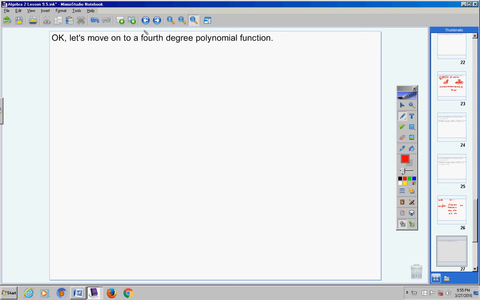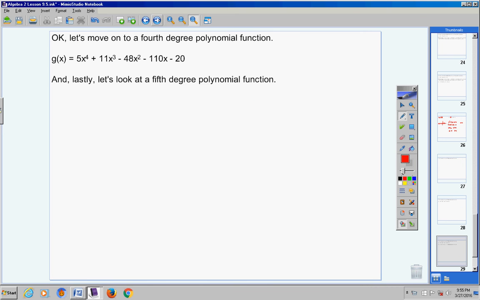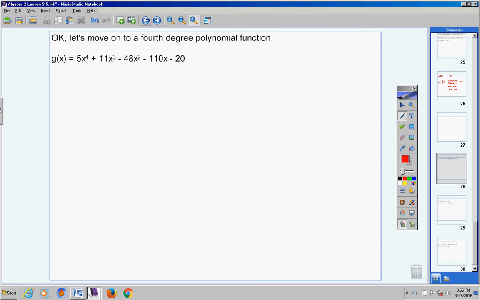Now the last problem we did was a third degree polynomial function. Let's try a fourth degree. Then we're going to try a fifth degree, and then we'll be finished. You can work ahead if you want to. I love it when y'all work ahead, okay? I have no problem with that. So here we go.